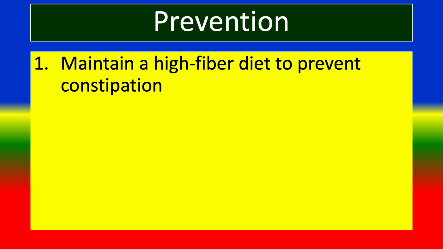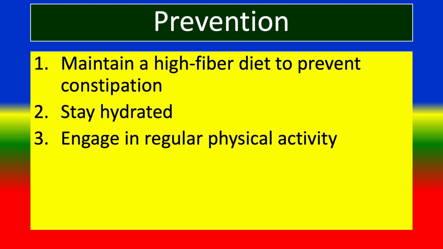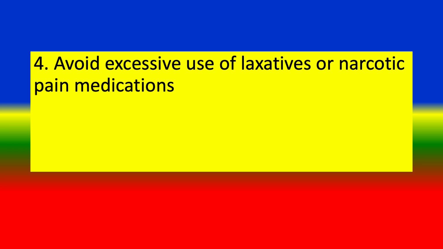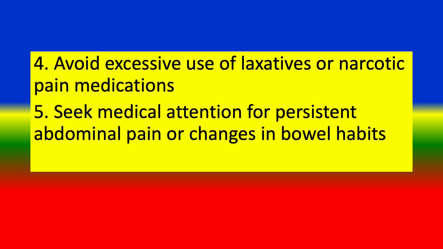Prevention. 1. Maintain a high fiber diet to prevent constipation. 2. Stay hydrated. 3. Engage in regular physical activity. 4. Avoid excessive use of laxatives or narcotic pain medications. 5. Seek medical attention for persistent abdominal pain or changes in bowel habits.